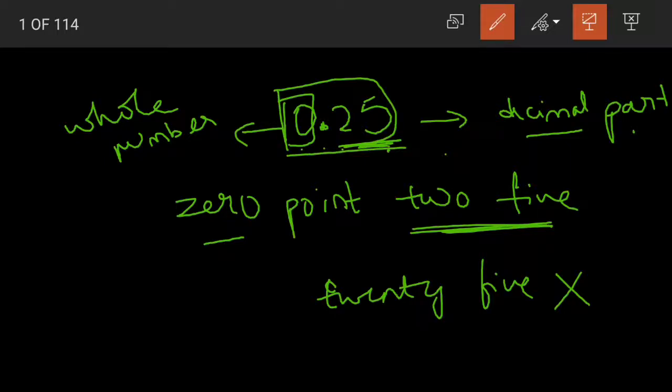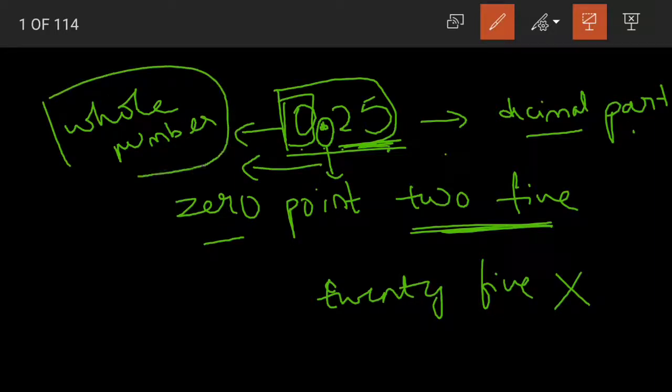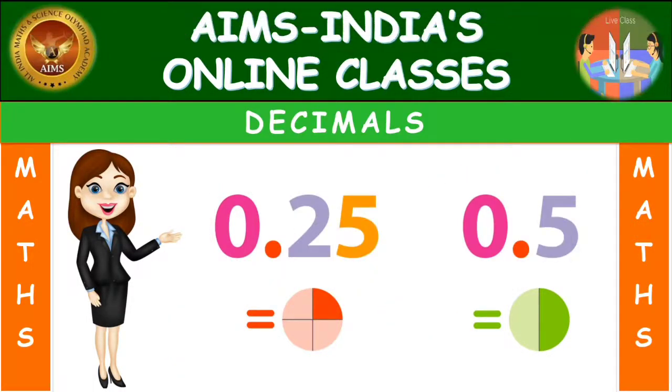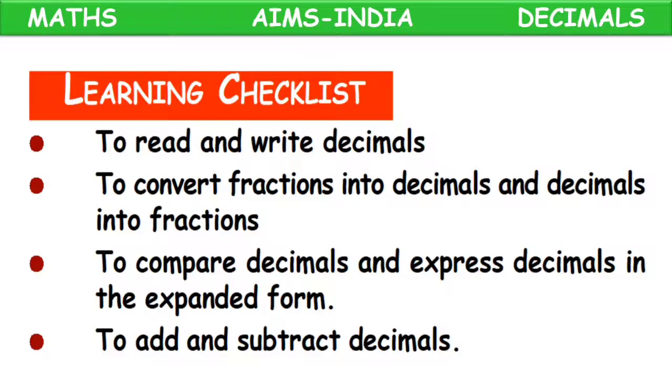What is a decimal number? A decimal number is a number which has a decimal point in it, and the digits that are written to the left side of the decimal point become the whole number part, and the digits that are written to the right side of the decimal point become the decimal part. I hope this was clear, the basic introduction about decimal numbers.